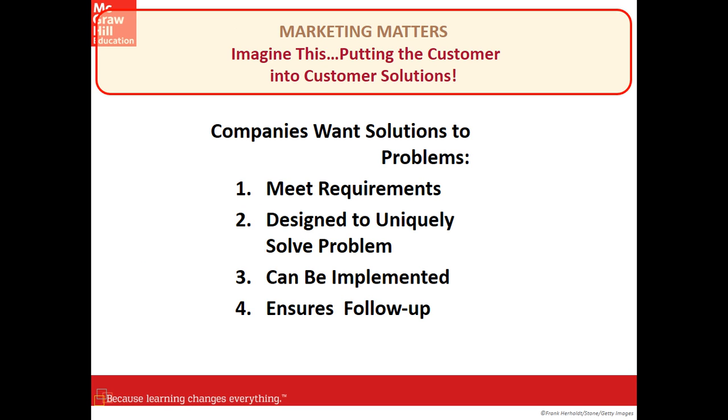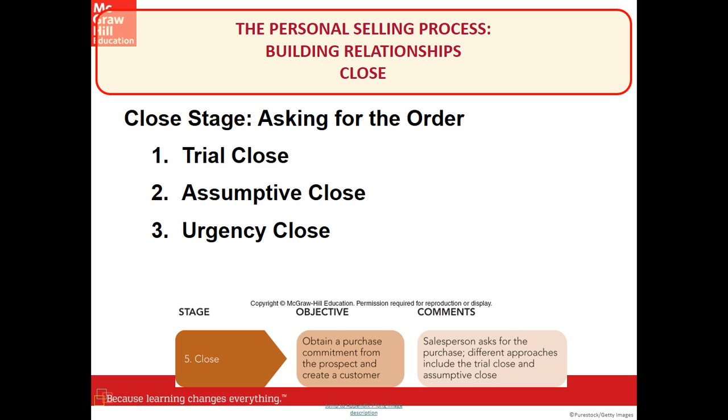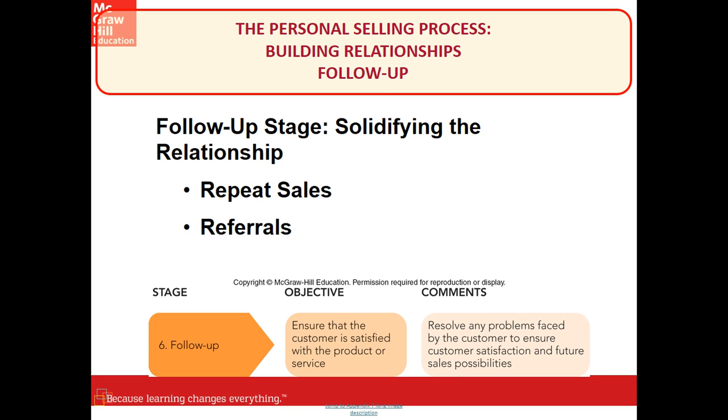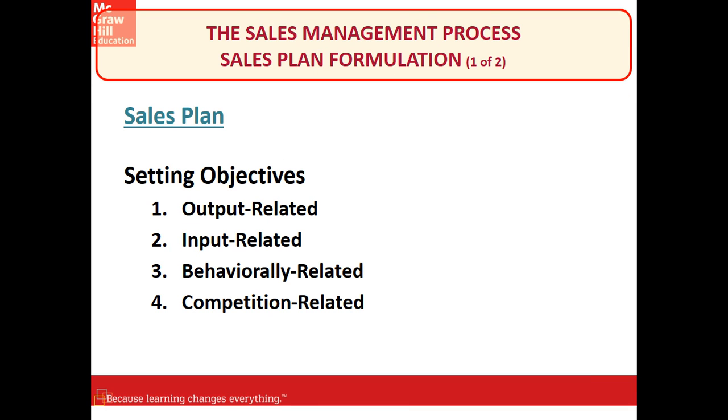And companies want a solution to their problems, so you need to think about putting customers into customer solutions. Design the solution to uniquely solve their problems, implement it, and ensure follow-up. The next stage in selling: close. How to close? Asking for the order and the sales order. Trial close, assumptive close, and urgency close. You know what they mean, okay? Then follow up. Follow up, solidify the relationship, so you can have repeat sales, you can have referrals, okay?